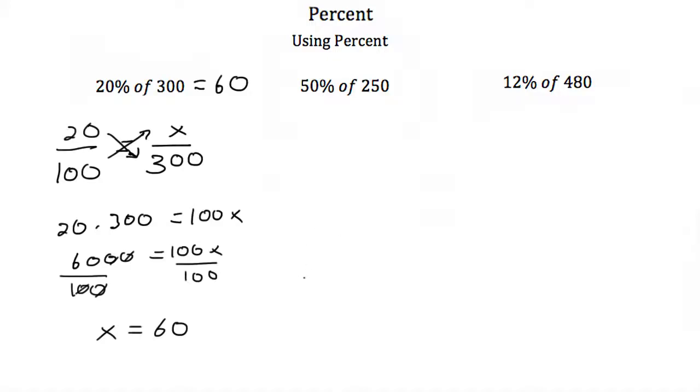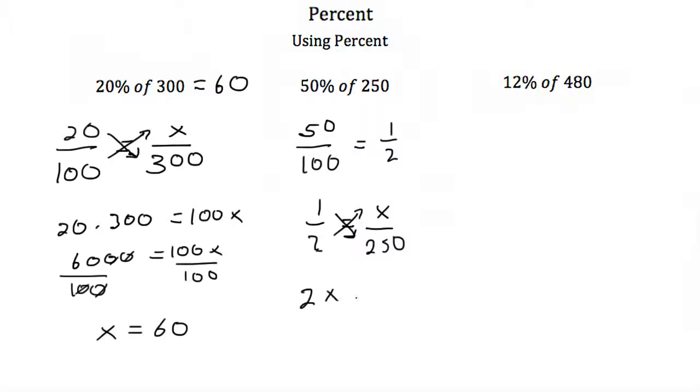Now if we're asked to find 50% of 250, well, remember 50% is just 50 over 100, and this is going to reduce down to 1/2. So if we took 1/2 and we used the proportion, we're looking for the ratio of 1 over 2 to some number over 250. Well, to cross multiply again, we're going to get 2x is equal to 1 times 250, which is just 250. So if you divide by 2, you're going to get x is equal to 125.